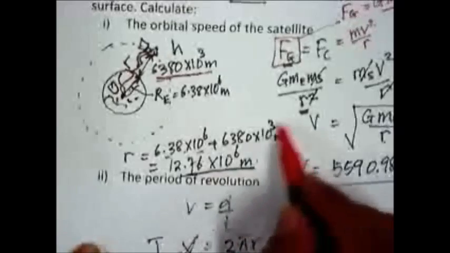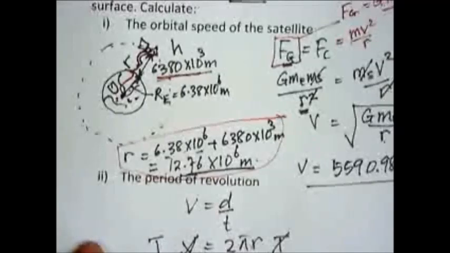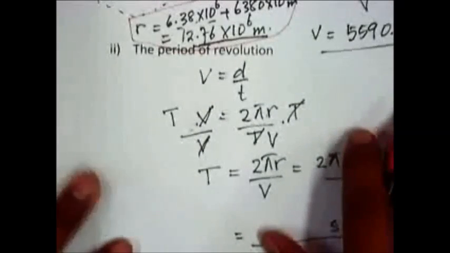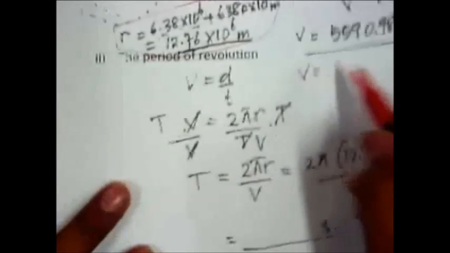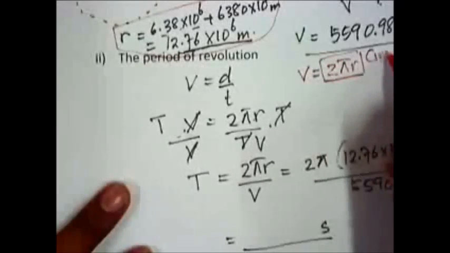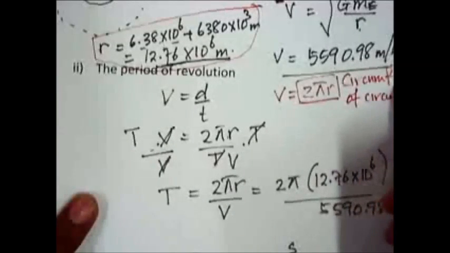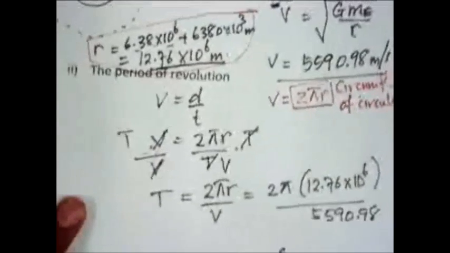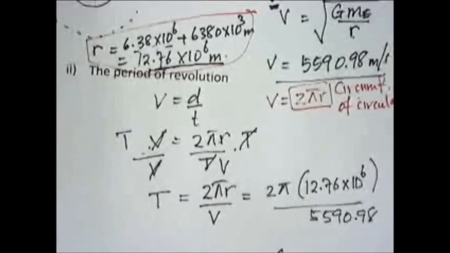You need to add those values together to get the actual height of the satellite from the center of the Earth. Then if the question is talking about period or revolution, then you need to know that your velocity is equal to 2 pi r over period. You'll see this formula basically represents the circumference of the circle, or the circular orbit. So the circumference of the circular orbit is basically your distance covered.